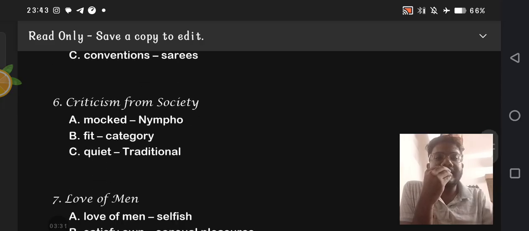And then criticism from society. So the society criticized her for defying the societal norms pre-established by the society. She was mocked as a nympho, meaning a psycho, the one who is mentally disabled. And she is asked to fit into the category established in the society, the traditional one, the quiet woman who's supposed to quarrel with the housemaid, do the household chores, and not engage in any sort of intellectual pursuits.